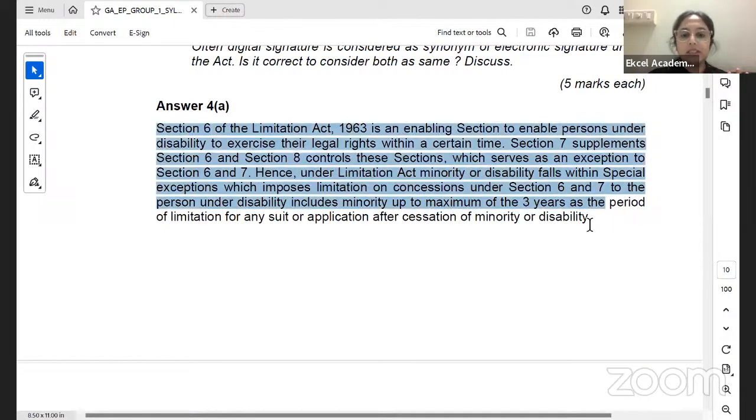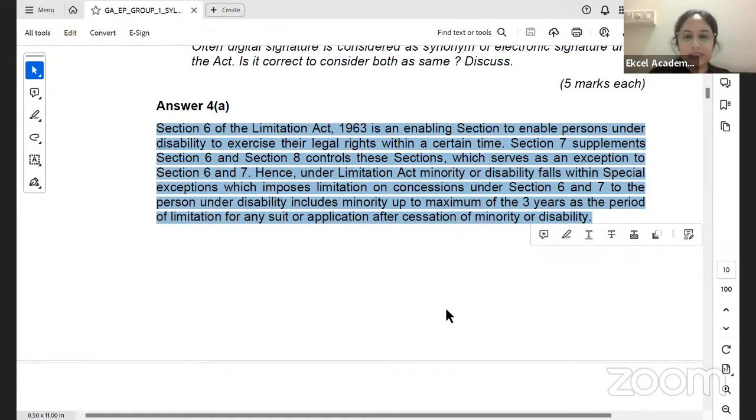So section 6 says, it's an enabling section. It talks about disability to exercise legal rights within a certain time. Section 7 also talks about that only, when in a group of people, if one person is legally disabled, so what to do. So that is section 7. And section 8 is a controlling section or an exception to sections 6 and 7. That means whatever may be the legal disability, the maximum time period we are allowing is 3 years. So that is what section 8 says.